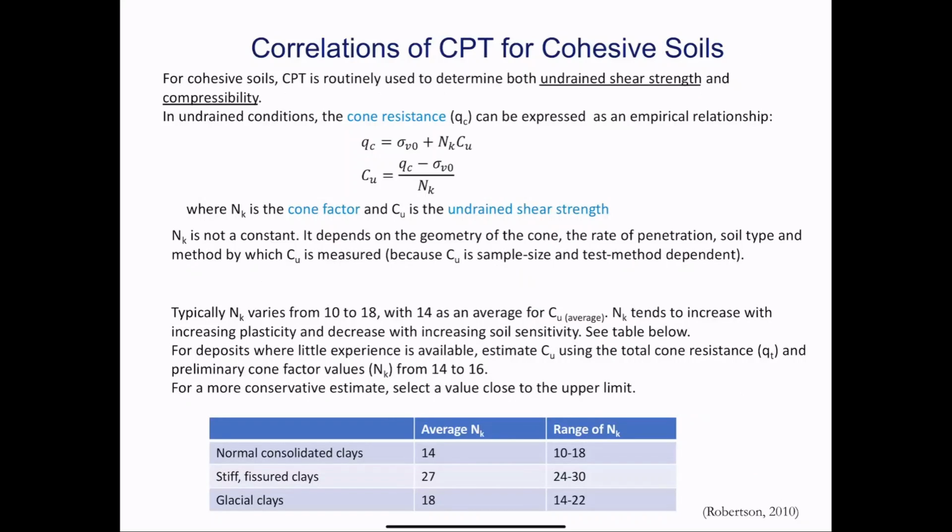Just like for cohesive soils, you can get a bunch of correlations. For cohesive soils, perhaps the most commonly used correlations include something we call the cone factor, NK. It's not really a constant. It's highly empirical. It depends on a plethora of issues: geometry of the cone, rate of penetration, soil type, and also your undrained shear strength. But the key point here is you can get direct correlations of the undrained shear strength that we would use for routine geotechnical design. This is perhaps the parameter we care about the most.